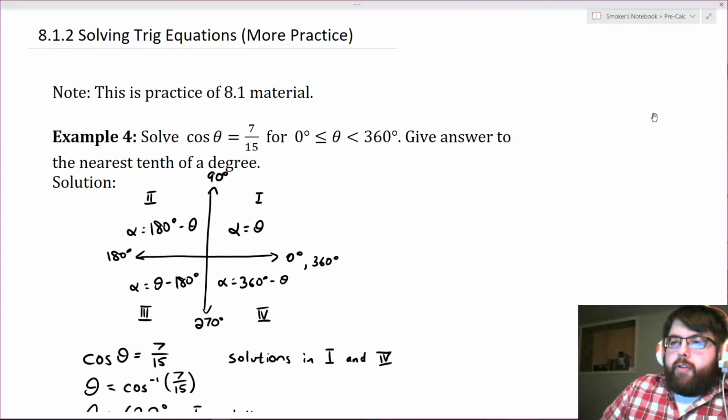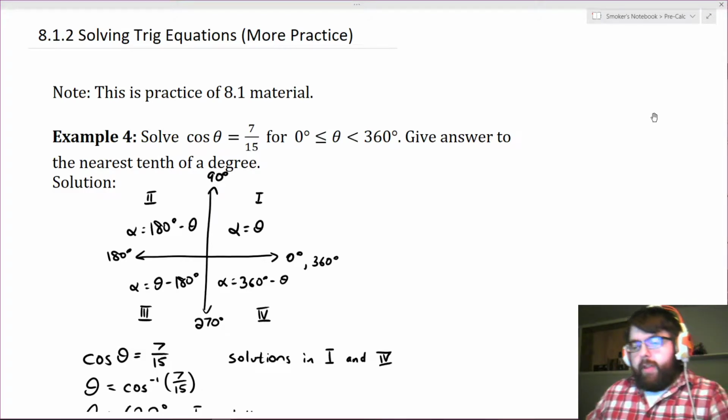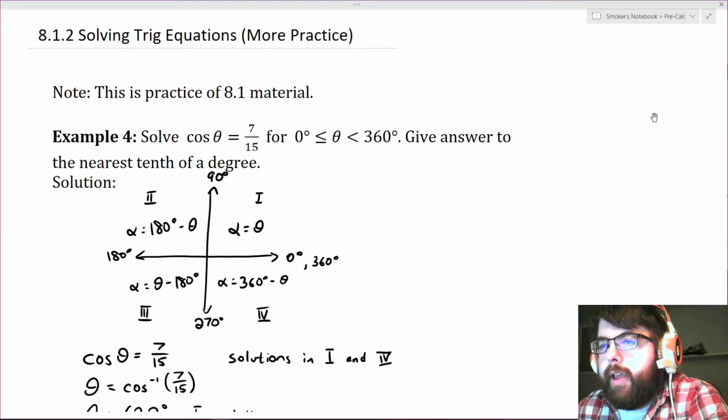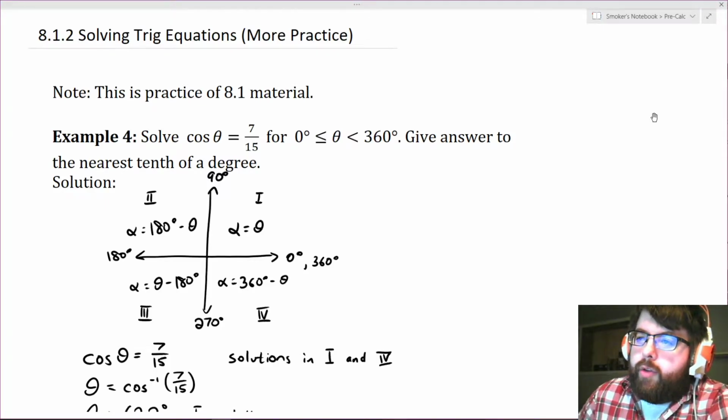So the first example for this second set of notes for Chapter 8, Section 1, is to solve cosine theta is equal to 7 over 15. Again, theta means degrees. We're in degree mode. Whenever we're doing degrees, we can round to 1 decimal place. When we're doing radians, we need to round to 3. And we want to solve this.